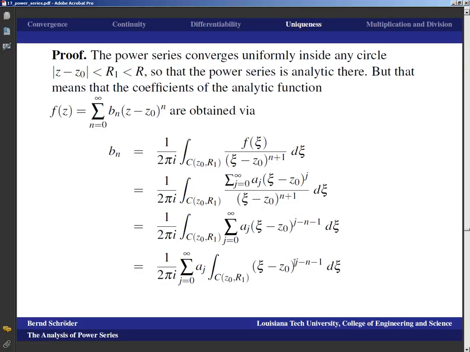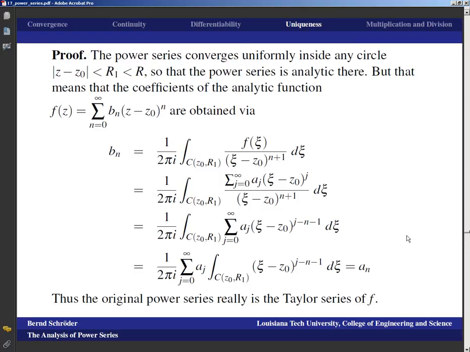These integrals are only non-zero when the exponent is equal to -1, which means that this will only work when n is equal to j, and when n is equal to j, the integral is 2πi, which means that we get a_n here. And that means that the nth coefficient of the original power series is equal to the nth coefficient of the Taylor expansion, and that means the original power series really is the Taylor series of f. And people sometimes also then say that series are their own Taylor series.